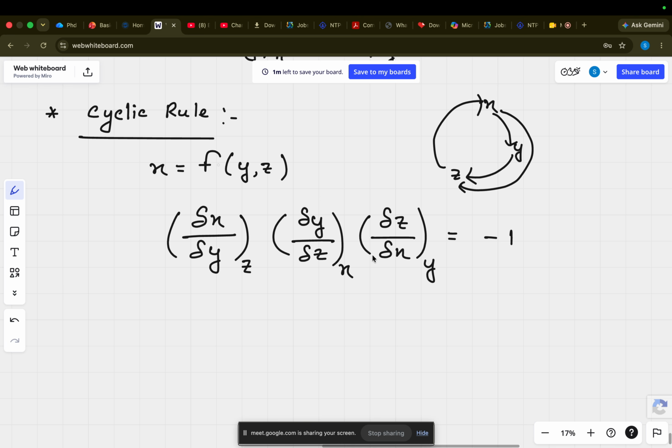So this is your cyclic rule. And if you do the product of all these derivatives, then you will get minus 1.